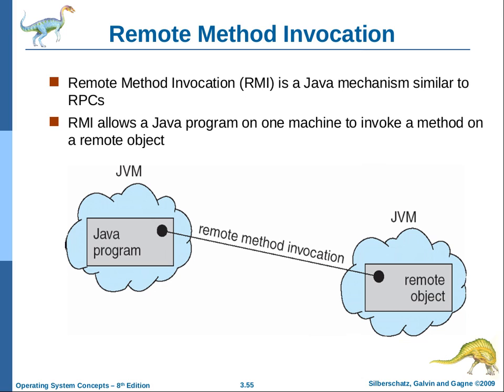Remote method invocation. So this in Java is a mechanism similar to RPC. Sure, we can call it similar. It's basically the same thing, where one machine invokes a method on a remote object. Does that sound like the same thing? Yeah, it's basically the same thing, except now you're doing it within two Java JVMs.